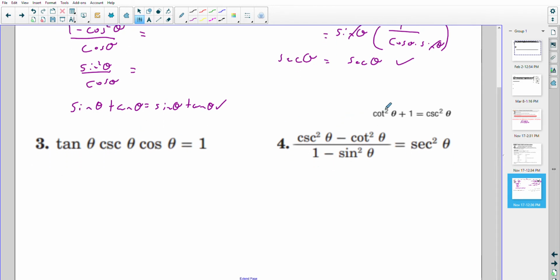Let's take a look at number 3. We're definitely working with the left side. It's more complicated. And just convert in terms of sine and cosine. This is the quotient property. This is the reciprocal property. And we leave this the same. I can see that the cosines will divide out, the sines will divide out, all leaving ones, and therefore 1 equals 1, and you're done with that one.